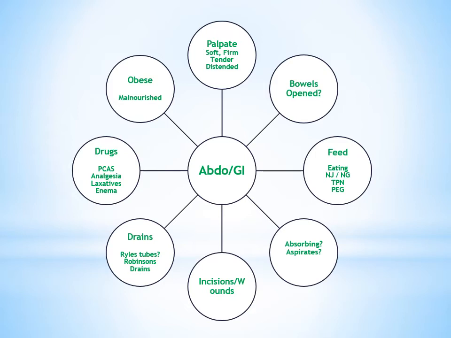You need to have a little look at whether they're absorbing their feed or aspirating their feed. An aspirate less than 500 ml indicates that the patient is absorbing their feed. Observe for abdominal distension and vomiting, as this can be a sign of aspiration. If 2 consecutive aspirates are above 500 ml, then the patient's probably not absorbing, and you may need to consider different feeds, such as a TPN feed.